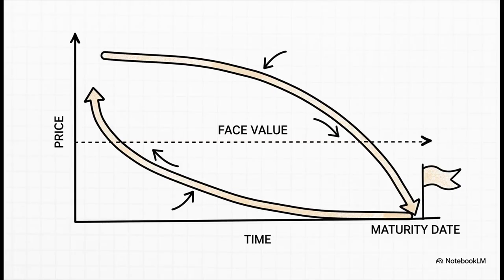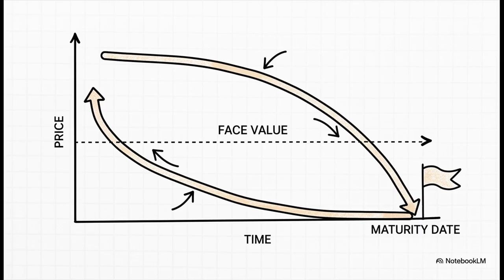But here's the really cool part. No matter how wild those price swings get, every single bond has the same final destination. Whether it starts its life trading at a deep discount or a high premium, as it gets closer and closer to that maturity date, its price will always, like gravity, get pulled back towards its face value.